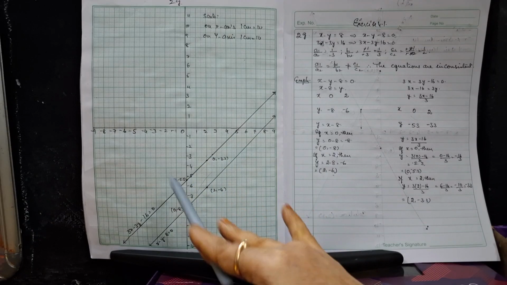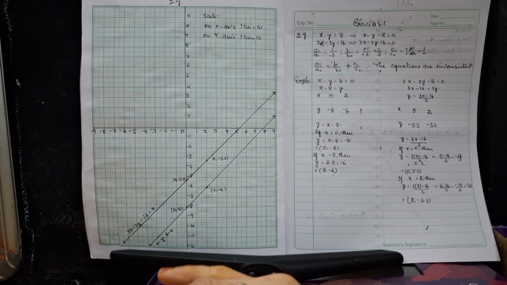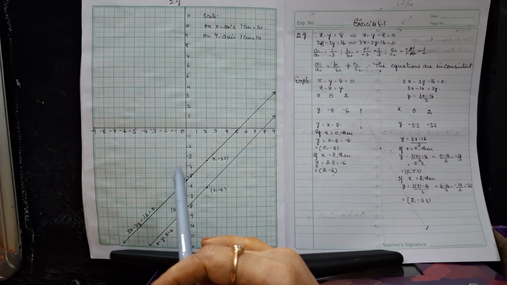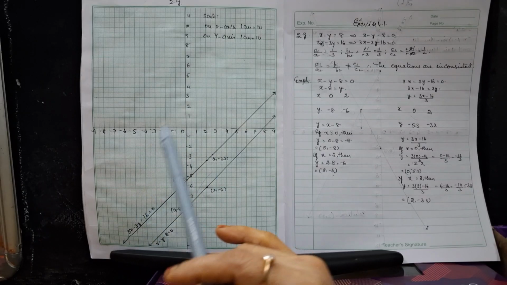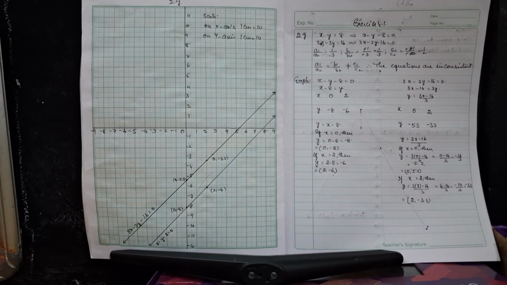So the two lines are parallel. Since the two lines are parallel, what did you get, children? The lines are inconsistent. You have got it in this way, children. Please note it down. This is the G bit.